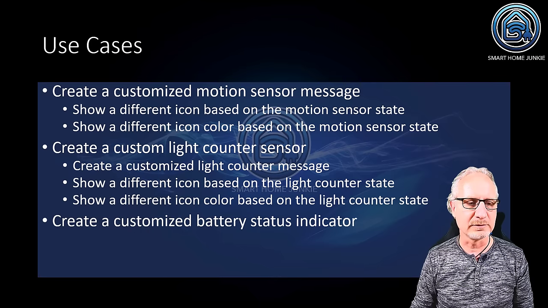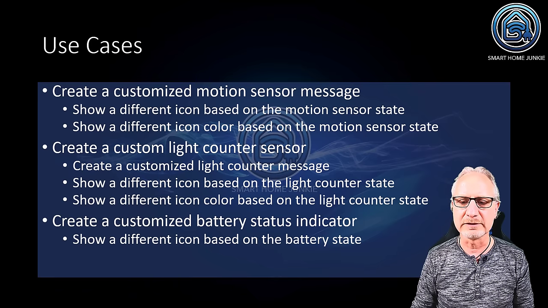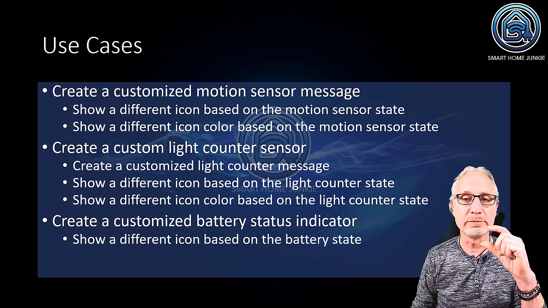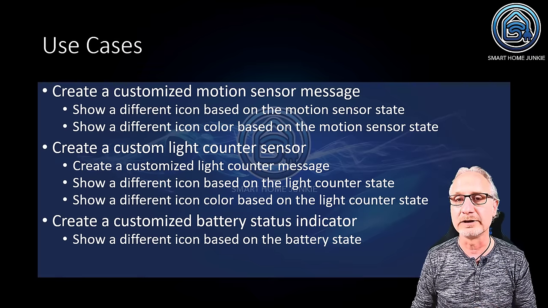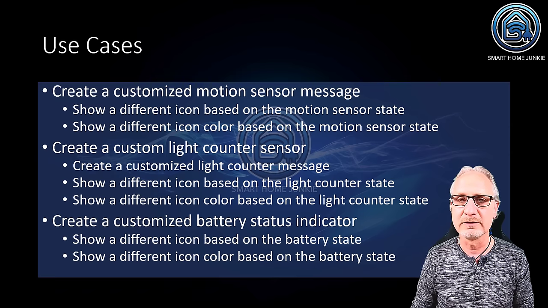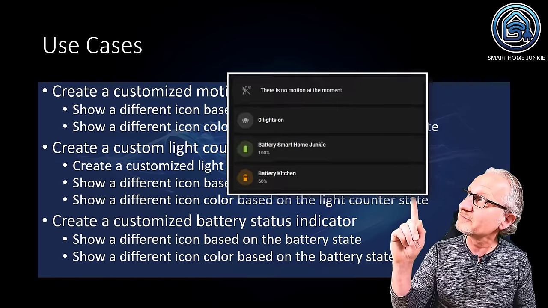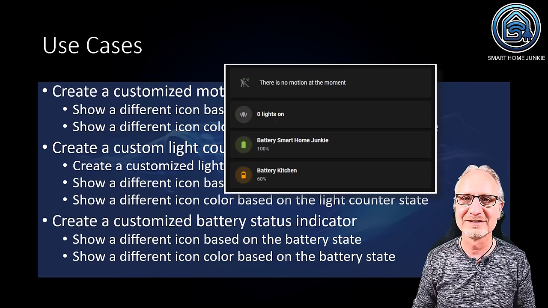The last use case is that we're going to create a customized battery status indicator. We're going to show a different icon based on the battery state. So, for instance, if the battery is 100% full, we're going to show a full battery icon. And if the battery is 50% full, we're going to show a half full battery icon. We're going to do the same for the color. So if the battery is full, we're going to show the icon in green. And if the battery is half full, we're going to show it in orange. And if it's almost empty, we're going to show it in red. The final result will be something like this. So let's head over to Home Assistant and I will show you how you can set this up yourself.